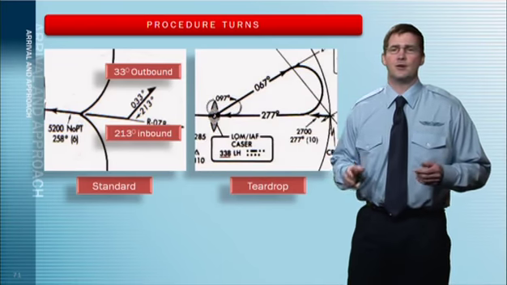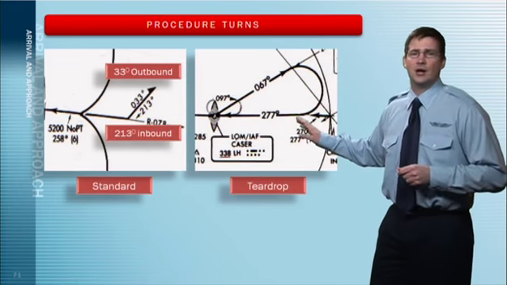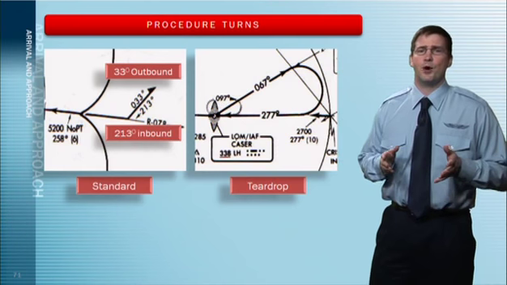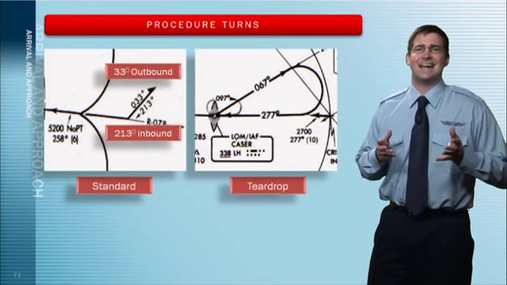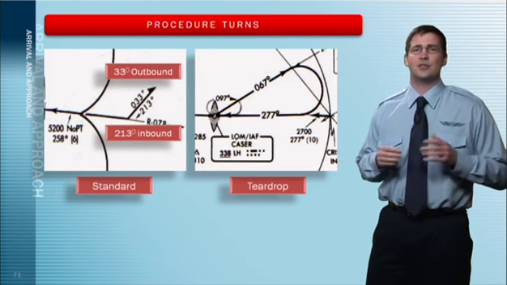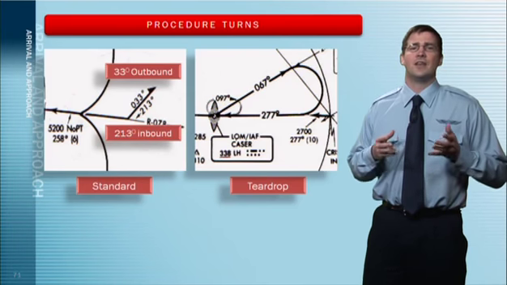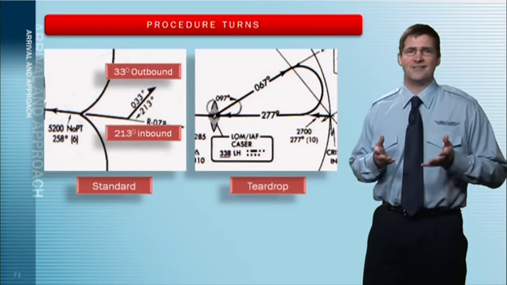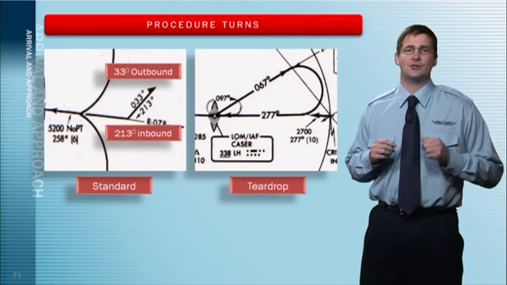A teardrop pattern can also be used. Here, in this particular example, the aircraft departs the locator outer marker on a heading of 067 until crossing a particular radial, then turning to form the teardrop shape and fly inbound on the 277 degree heading.